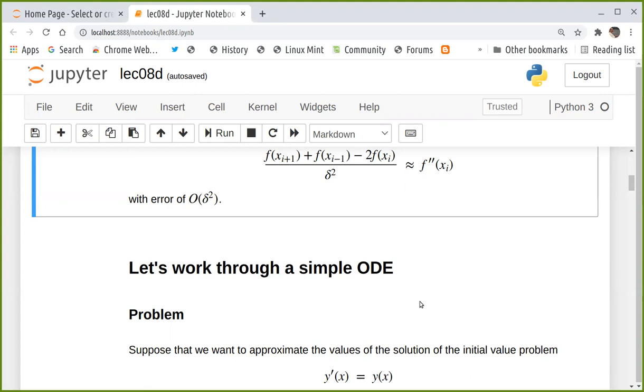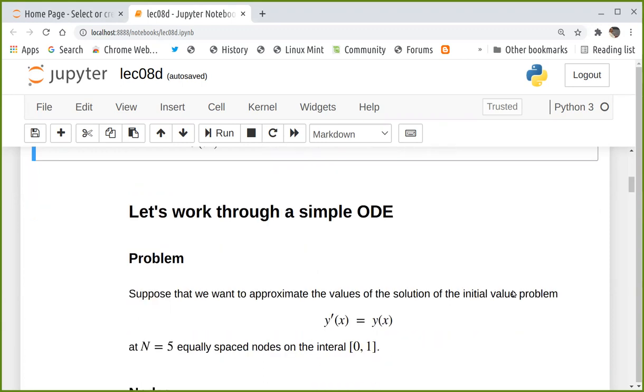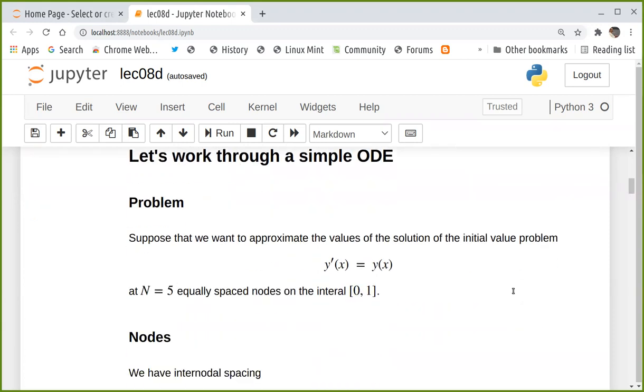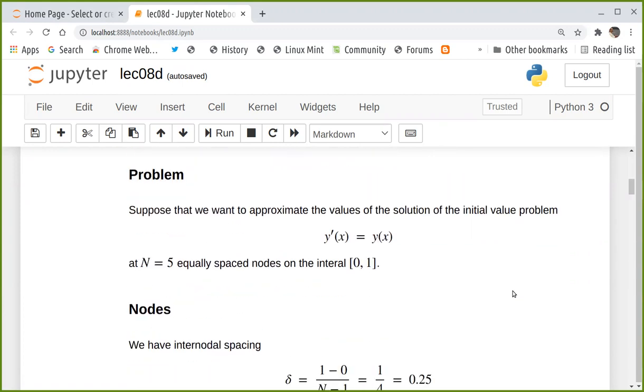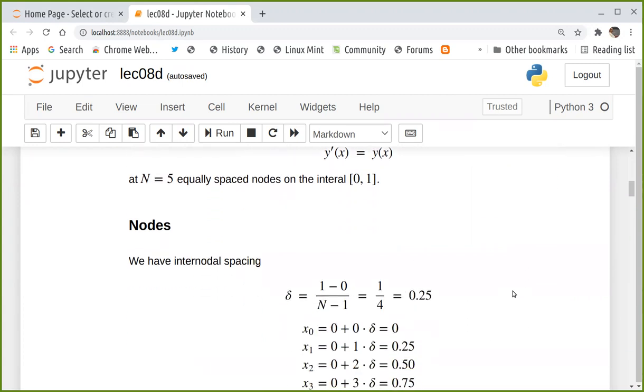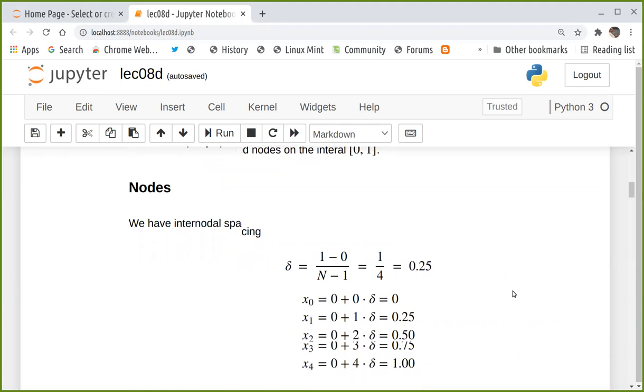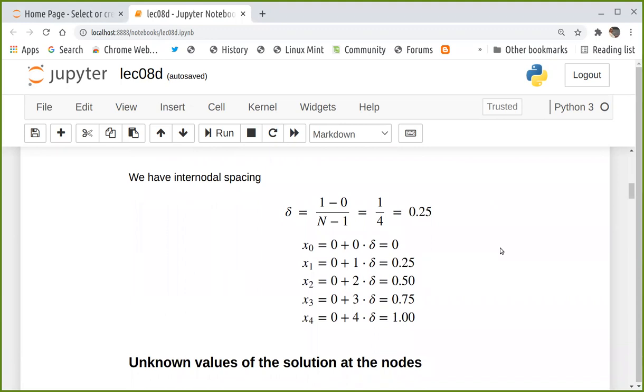Okay. So let's just look through this simple ODE we've seen before. y prime of x equals y of x. And let's say that there are going to be 5 equally spaced nodes on the interval from 0 to 1. Okay, so then the spacing is 1 over 5 minus 1, 1 over 4, which is 0.25. And then the points that you pick on the interval will be 0, 0.25, 0.5, 0.75, and 1.0. Okay.